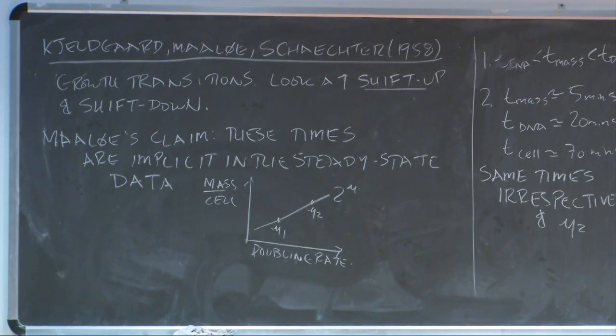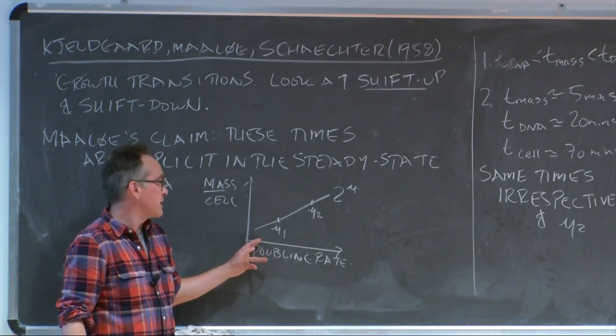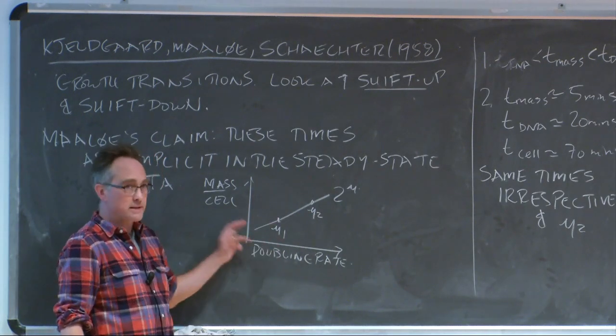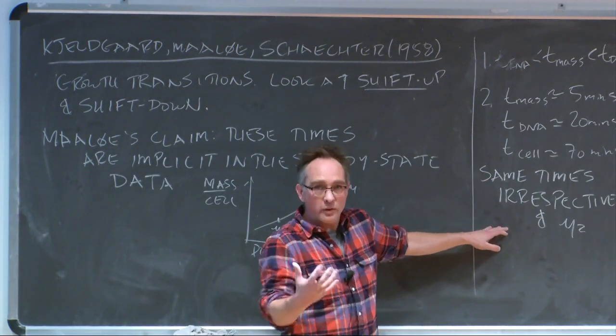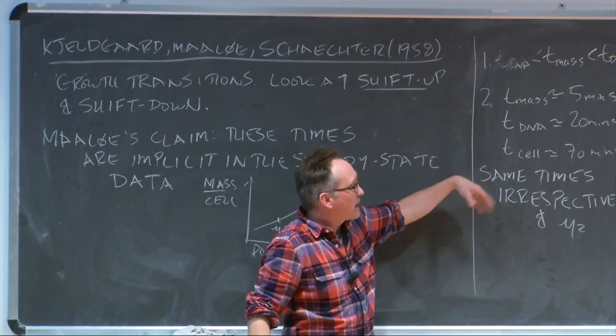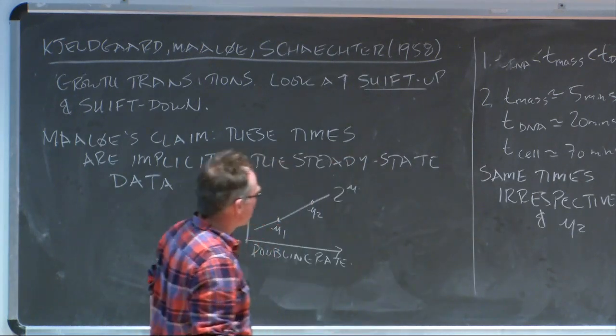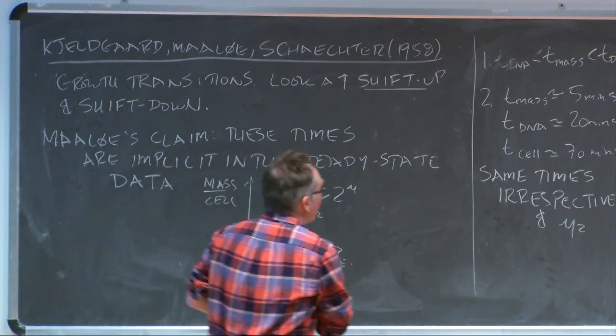And so what he's saying is that because you have this exponential, or this linear relationship on a log scale, you would expect that these times are all going to be relatively the same. The easiest hypothesis is that they'll stay the same. So let me show you how he gets at that. All right, let's take a look.